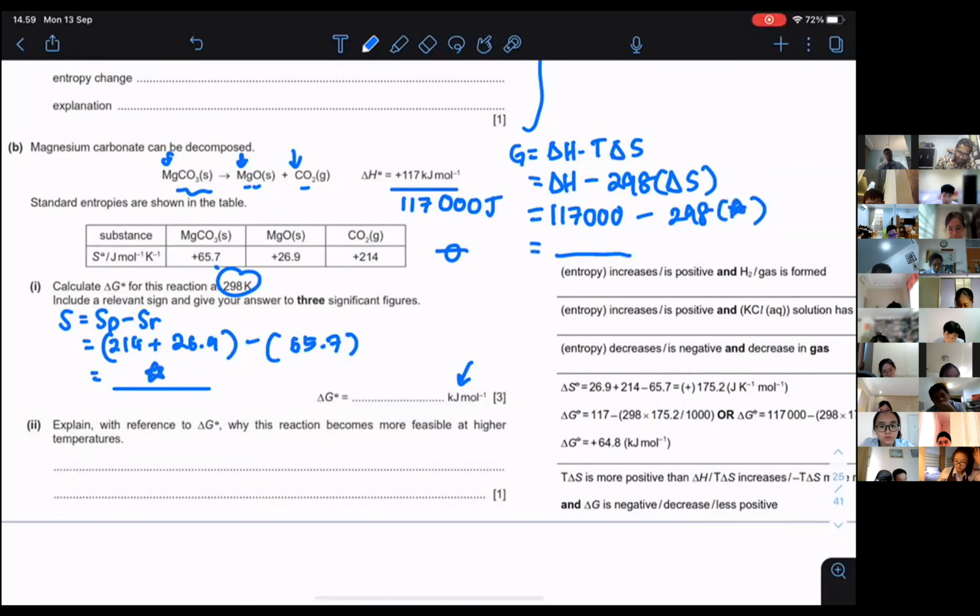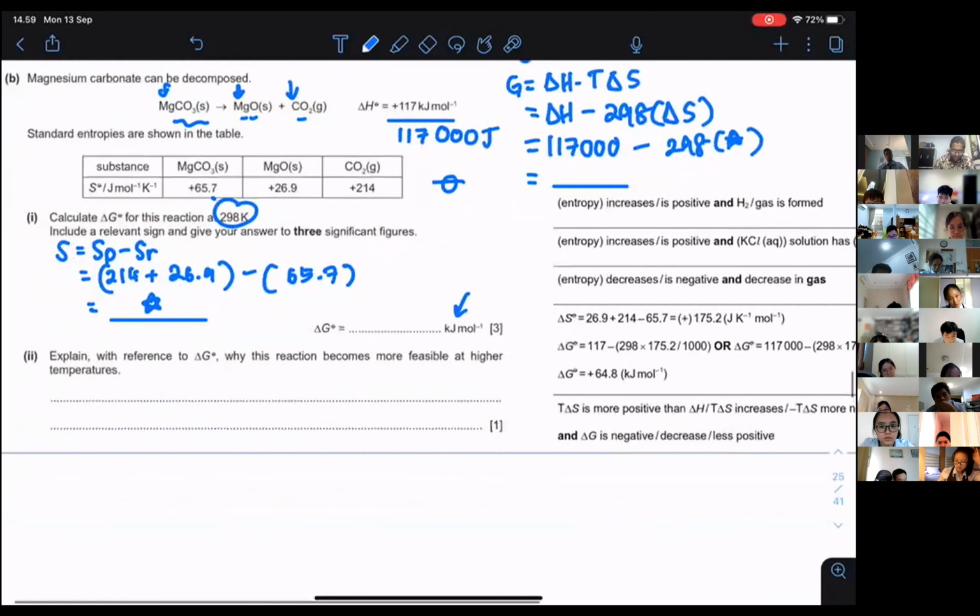You should get, okay, this one no need to debate on it. You will get the answer in joule per something. You need to divide it by 1000 so that you get this answer. Please remember it's in kilojoule.